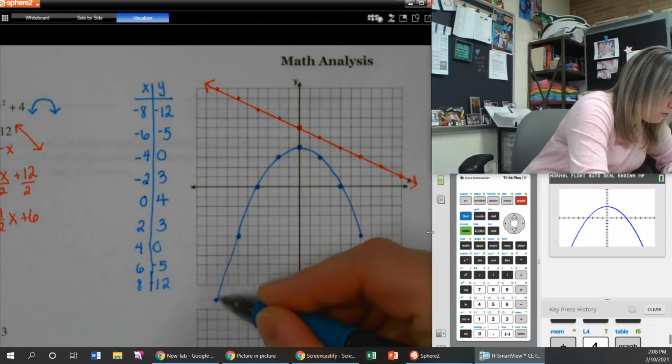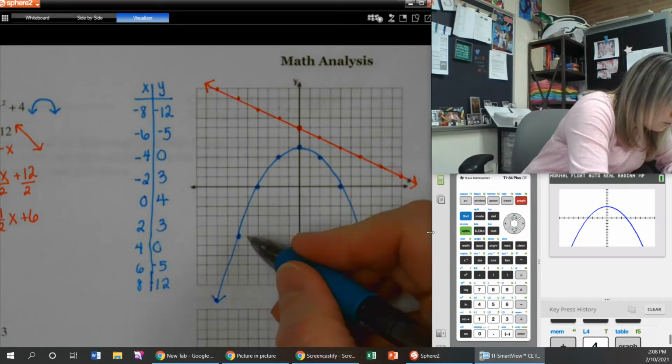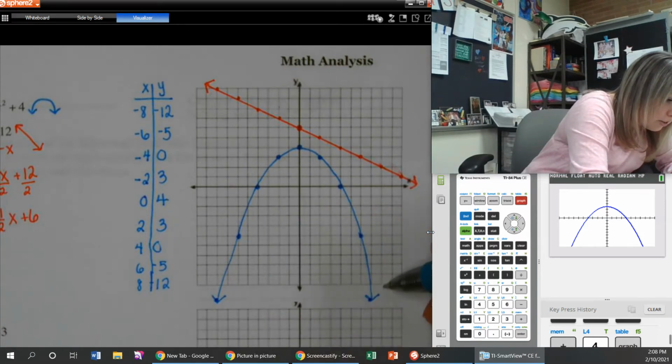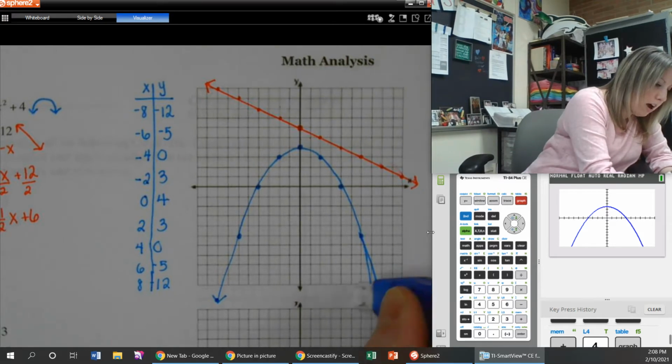Whoa. Why is this one? Oh, because that's at 7. Sorry. That's why I tell you not to estimate. Off the graph. No intersection point. Wow, that's not like me.